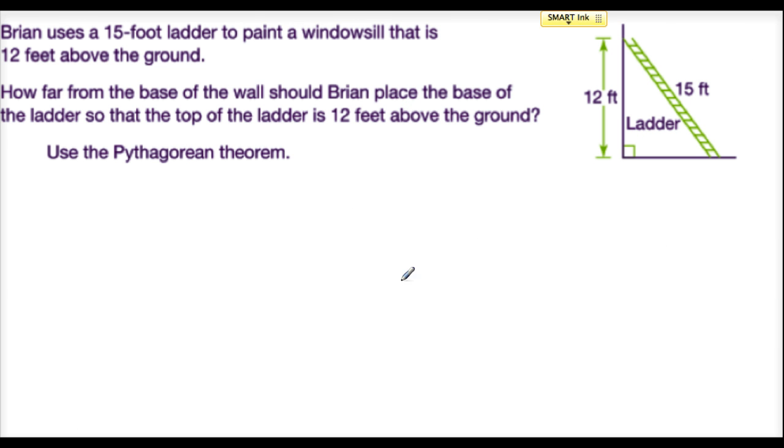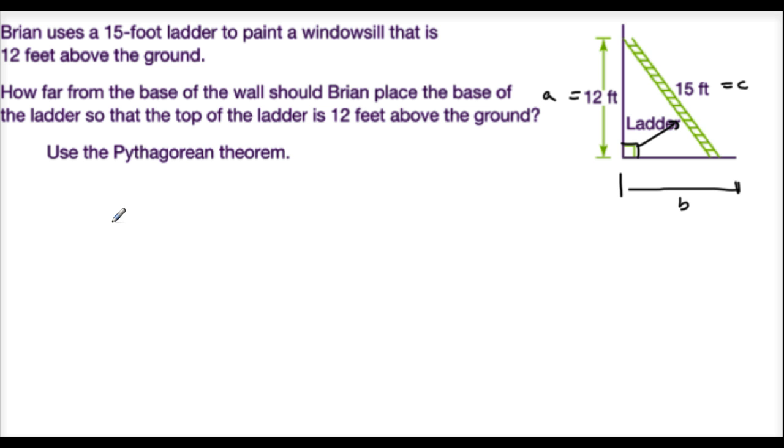So Brian uses a 15-foot ladder to paint a windowsill that is 12 feet above ground. So here's his ladder, it's 15 feet. Here's a windowsill. How far from the base of the wall should he put this ladder? So we're looking for this distance here. Here's my right angle. The ladder is the hypotenuse, or my C. 12 could be my A, and this could be my B. Again, the A and the B you could interchange, it doesn't matter.